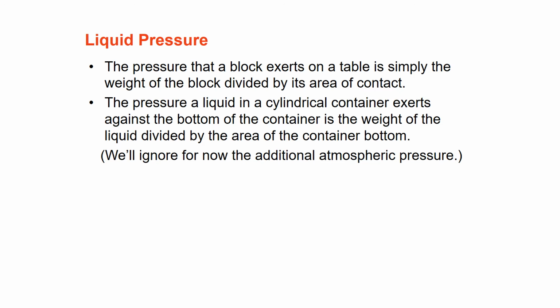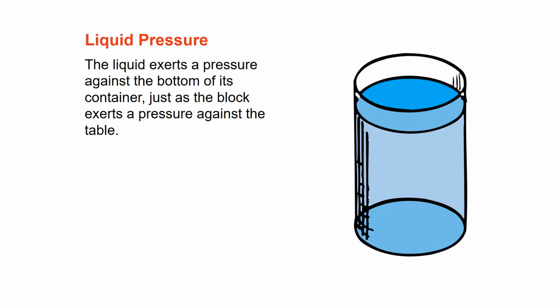So the pressure that a block exerts on a table is simply the weight of the block divided by its area of contact. The pressure a liquid in a cylinder container exerts against the bottom of the container is also the weight of the liquid divided by the area of the container bottom. For the time being, we shall ignore the additional atmospheric pressures. Liquid pressure: the liquid exerts a pressure against the bottom of its container, just as the block exerts a pressure on the table.